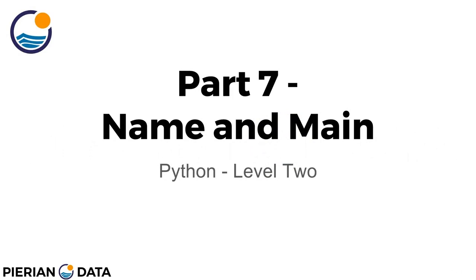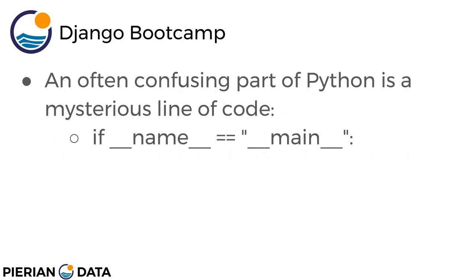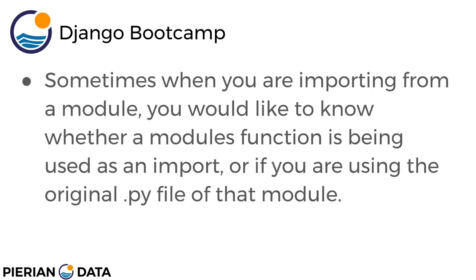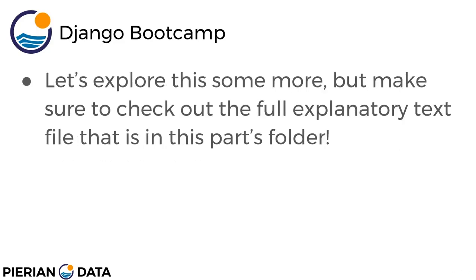Part 7, Name and Main. An often confusing part of Python, especially as you begin to learn about modules, is this mysterious line of code that looks something like this. If __name__ is equal to "__main__", and then some code underneath it. Well, sometimes when you're importing from a module, you would like to know whether a module's function is being used as an import, or if you are using the original .py file of that module. Let's explore this some more, but make sure to check out the full explanatory text file that's in this part's folder.